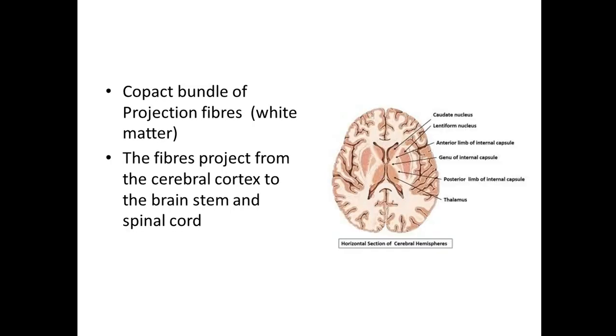Internal capsule is a bundle of projection fibers, that is the axons, otherwise called white matter. They project from the cerebral cortex into the brainstem and spinal cord. That is why it is called projection fibers. The fibers which start from the cerebral cortex, that is the axons of the neurons in the cerebrum, will run through the internal capsule into the brainstem and the spinal cord.